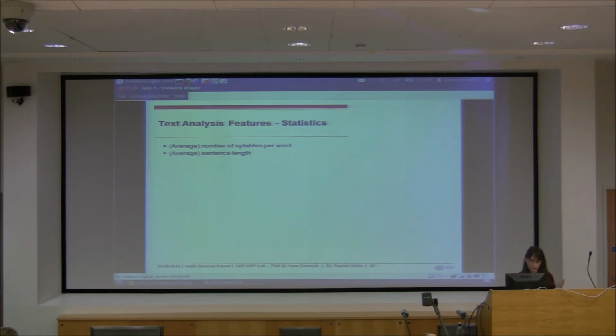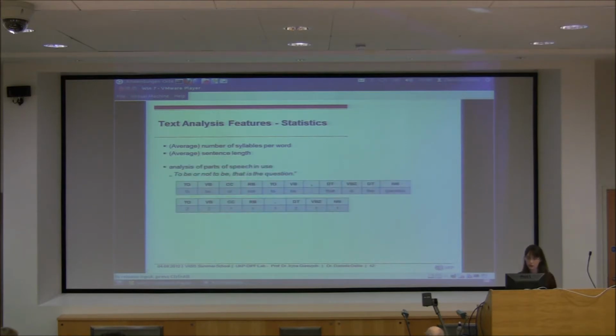Okay. Simple features are, for example, the average number of syllables per word or the sentence length. Then we can analyze the parts of speech that are used. So, for example, in this case, if we part-of-speech tag that sentence, then you get what you can see in the upper table here. If you look at the table below, this is simply the feature that you would get if you would aggregate this: count how often there was a verb in there, how often a number, and so on, conjunction.